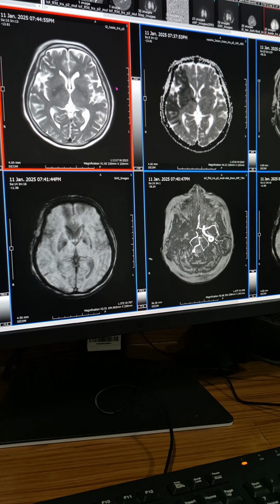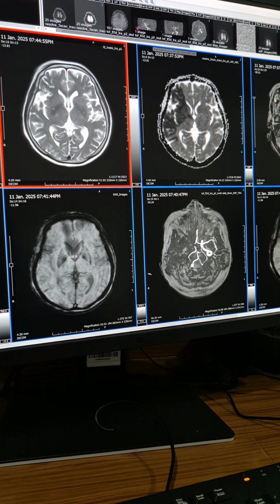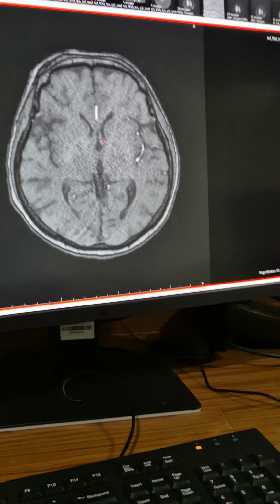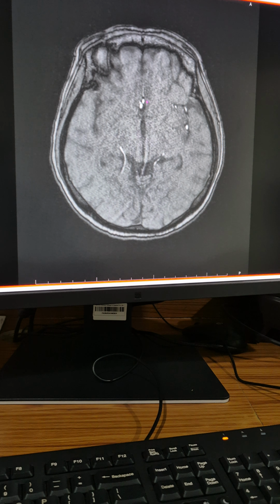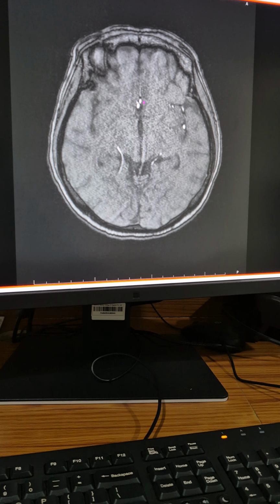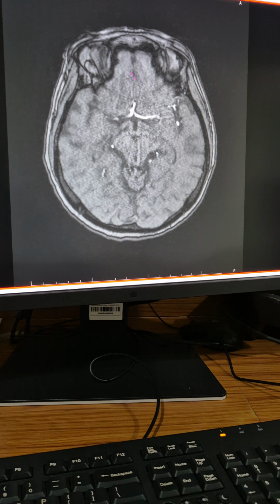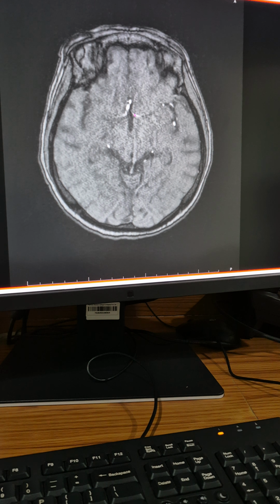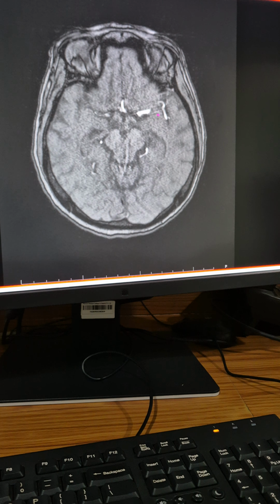Okay, now which vessel is involved? For that, we will look at the angiogram of this case. So this is the angiogram. Let me magnify it for you. As I scroll, there are two anterior cerebral arteries which are well opacified, well visualized. So no problem in the ACA on either side. You can see they are running anteriorly. And then I scroll down. This is the middle cerebral artery on the left, which is well opacified, well visualized.